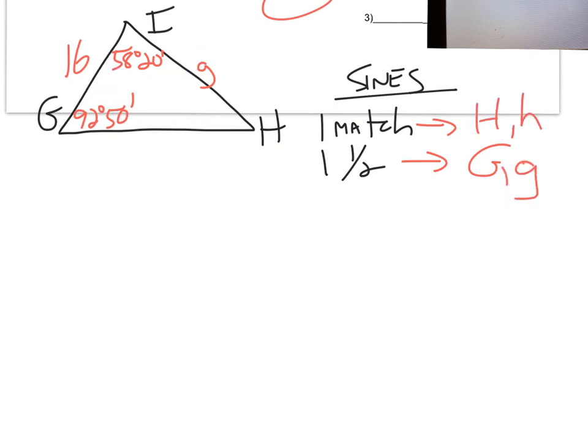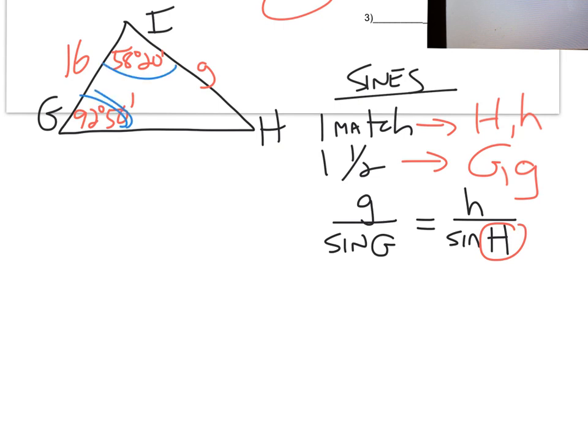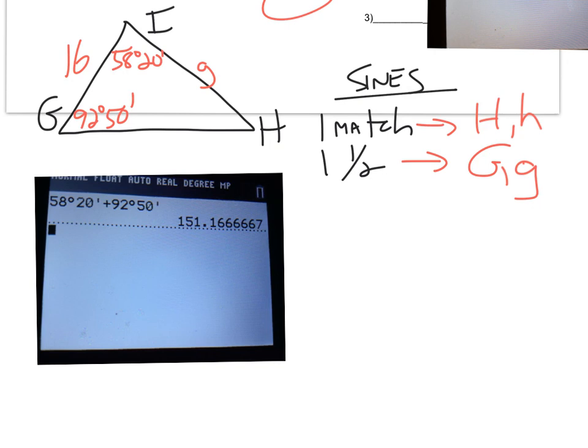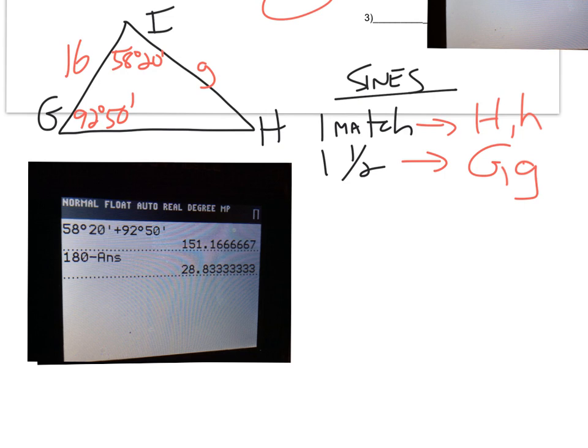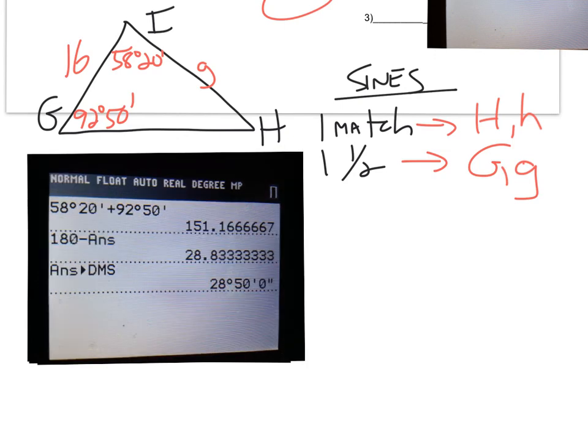So here's my plan of attack. I'm going to use the law of sines to solve for little g. I'm going to write little g over the sine of big G, that's my half matching set, equals little h over the sine of big H, that's going to be my matching set. Let's first find angle H by adding up G and I and subtracting from 180. When I add them up, I get that 151.1666 number. I'm then going to do 180 minus that to get 28.83. But then I'm going to convert that to degrees, minutes, and seconds by going to my second, then apps, and option 4 to DMS. So now I know angle H is 28 degrees and 50 minutes.